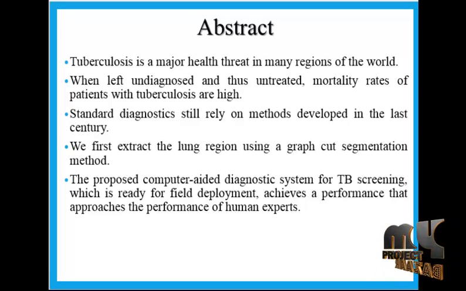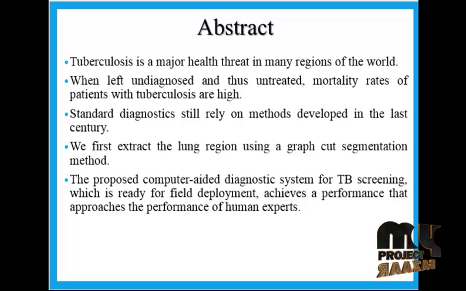LBP stands for local binary pattern. It is a simple yet very efficient texture operator which labels the pixels of an image by thresholding the neighborhood of each pixel and considers the result as a binary number. And then HOG counts the occurrences of gradient orientation in localized portions of an image. It is also computed on a dense grid of uniformly spaced cells. And finally we extract the Tamura features.